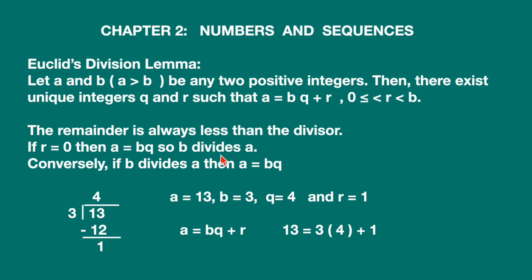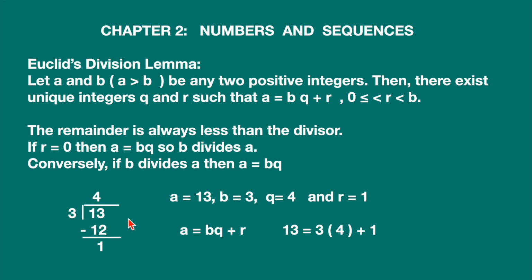Let us try to understand this with a simple example. This is a division sum. We are dividing 13 by 3. 13 is called the dividend, 3 is called the divisor. So let's do the division. 3 4s are 12, 13 minus 12 is 1.